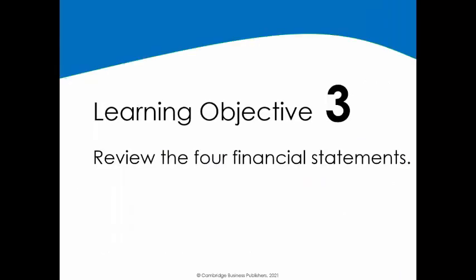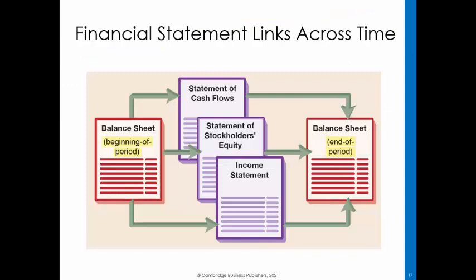Companies use 4 financial statements to periodically report on business activities. These statements are the balance sheet, income statement, statement of stockholders' equity, and statement of cash flows. This slide shows how the 4 statements are linked across time. A balance sheet reports on a company's financial position at a point in time. The income statement, statement of stockholders' equity, and the statement of cash flows report on performance over a period of time. The 3 statements in the middle link the balance sheet from the beginning to the end of the period.